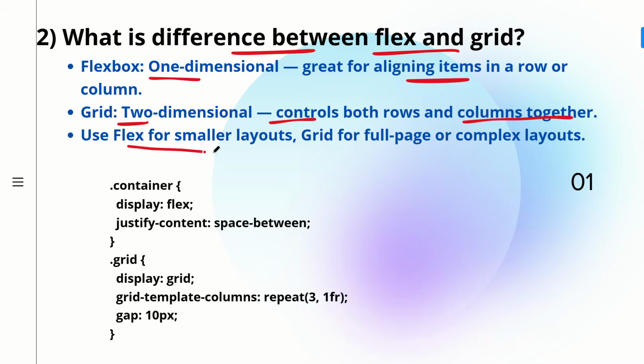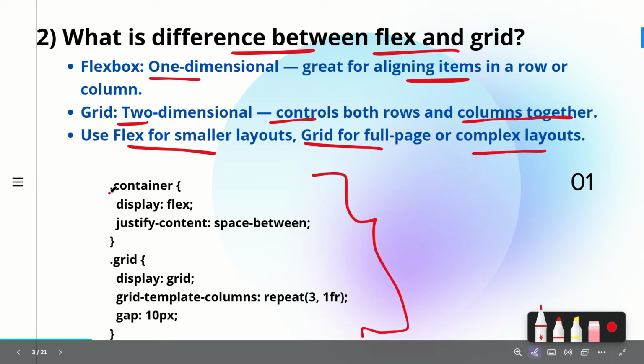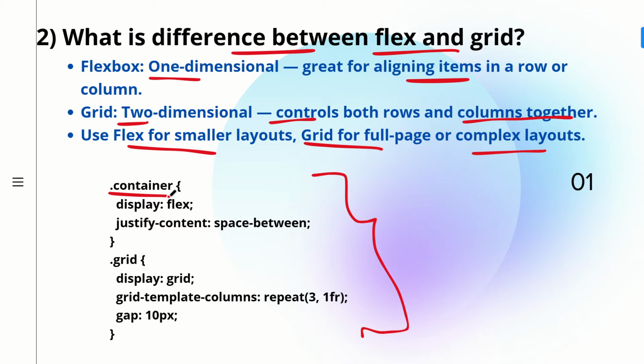We use flex for smaller layouts, and grid we can use for a full page or some complex layouts. As an example, flex and grid are used for styling purposes. We have written our dot container. In CSS you can write this block, then write display as flex, and then give justify-content space-between. There are multiple values you can assign to justify-content, like space-evenly, space-between, center, flex-start, flex-end.